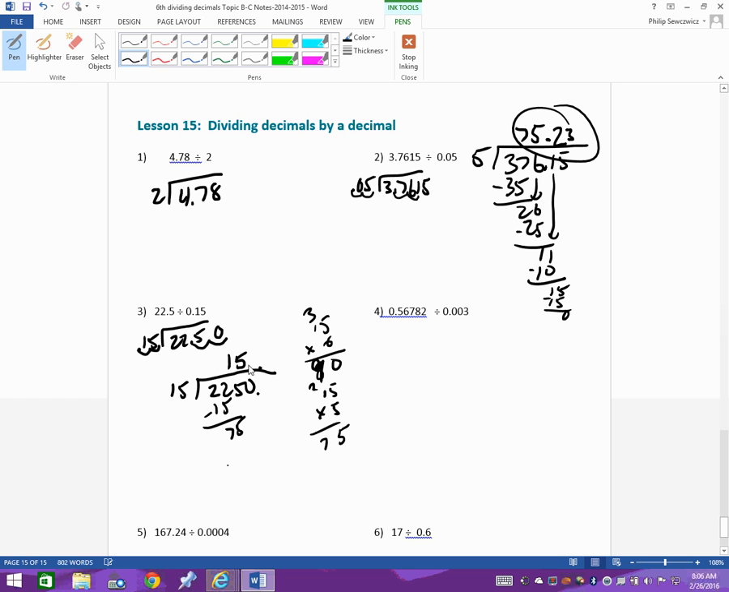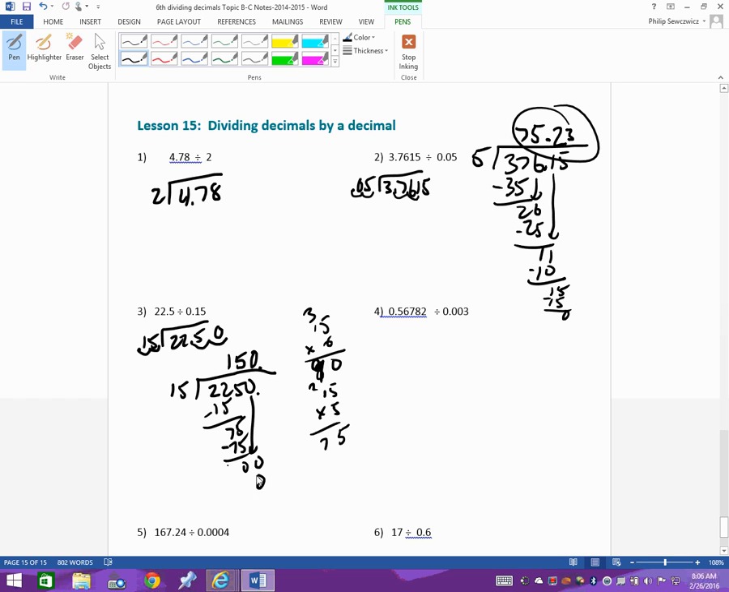Now here's the big thing. Oh my goodness. 5 times 15 is 75. 0. Am I done? No. Who have I not brought down yet? Yes, the 0. It is to the left. I need to bring it down. Now, how many groups of 15 can you take out of 0? None.